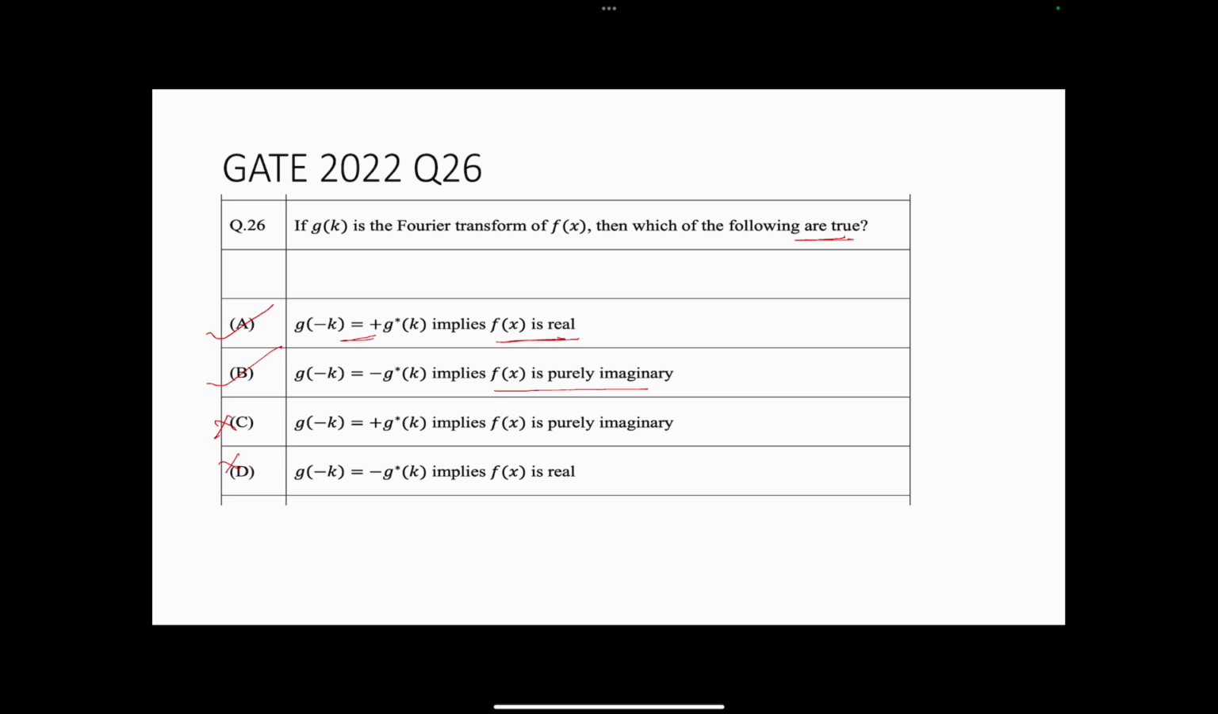Therefore, g(k), if it is a Fourier transform of f(x), then if f(x) is real, this is the condition. If f(x) is purely imaginary, then B is the correct condition. Therefore, A and B are the correct options for this particular question.